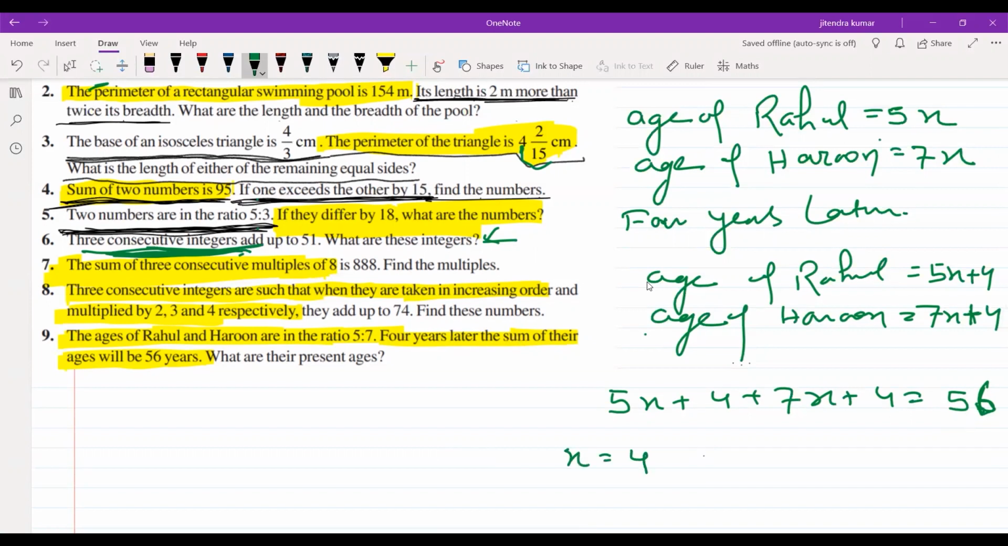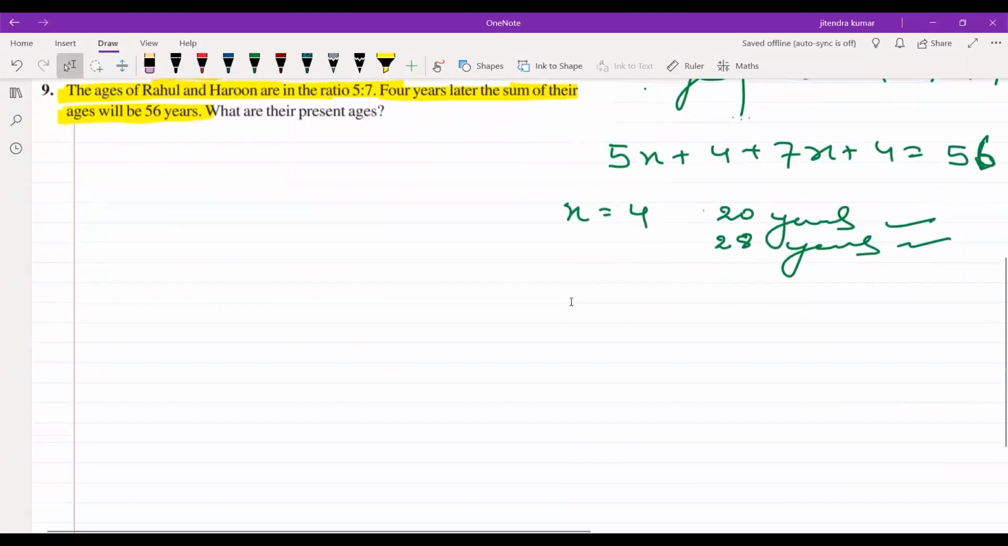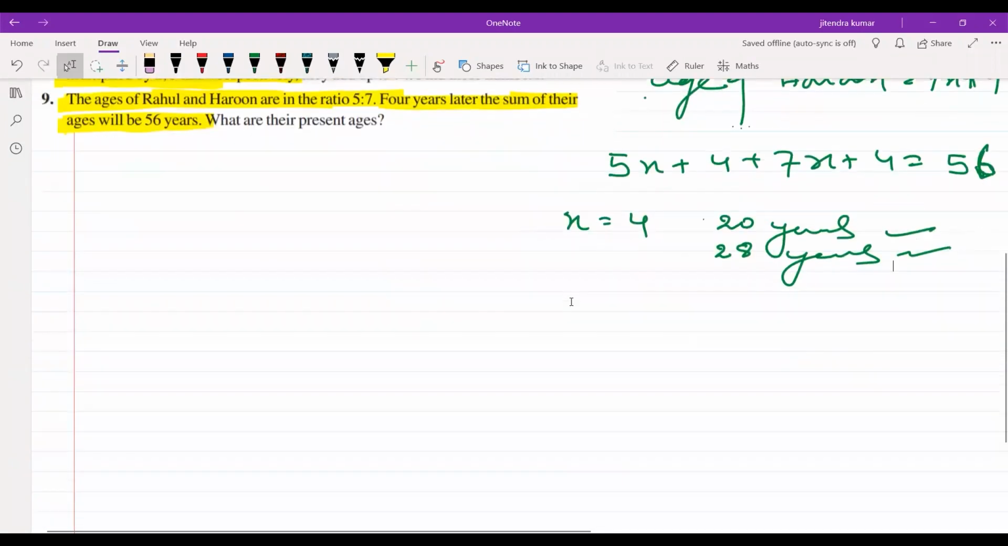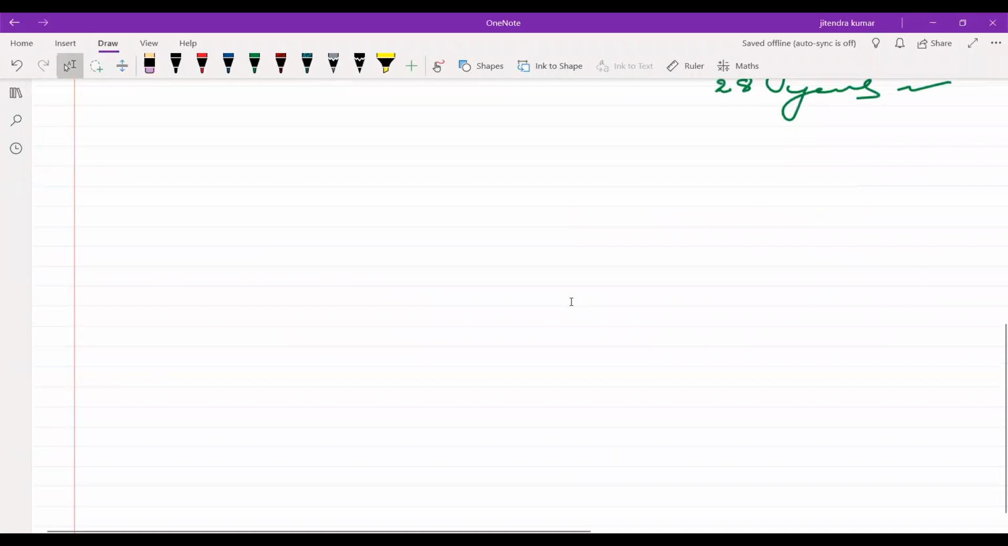So Rahul's age, 5x, is equal to 5 into 4, which is 20 years. And Harun's present age, 7x, is equal to 7 into 4, which is 28. Rahul's present age is 20 years and Harun's present age is 28 years. Have you got the same answer? Yes, it is the right answer. So we have completed question number 9.